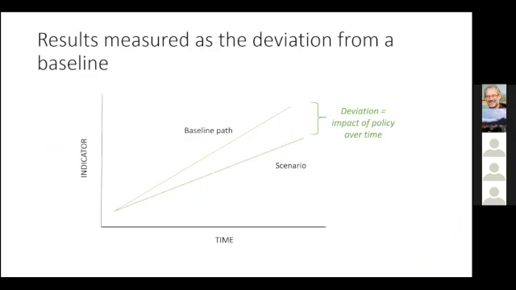In terms of looking at the results in dynamic CG models, you can see from this graph that we have a baseline path, which is basically the calibrated path that we use as our reference case for the model. And then we have our scenario. The impact of a policy or shock over time is the deviation between these two growth paths. So a negative result when you're calculating this deviation does not necessarily mean a contraction, but rather could mean a slowdown relative to your baseline path or your reference case.